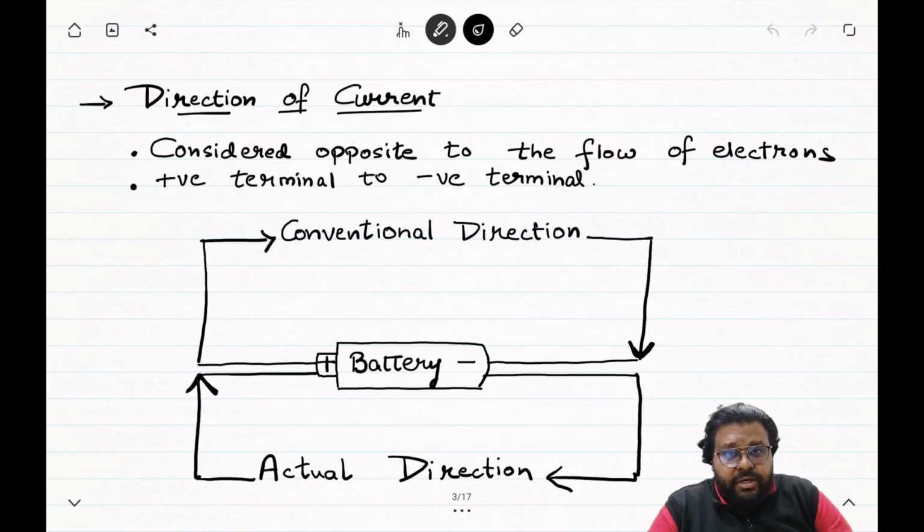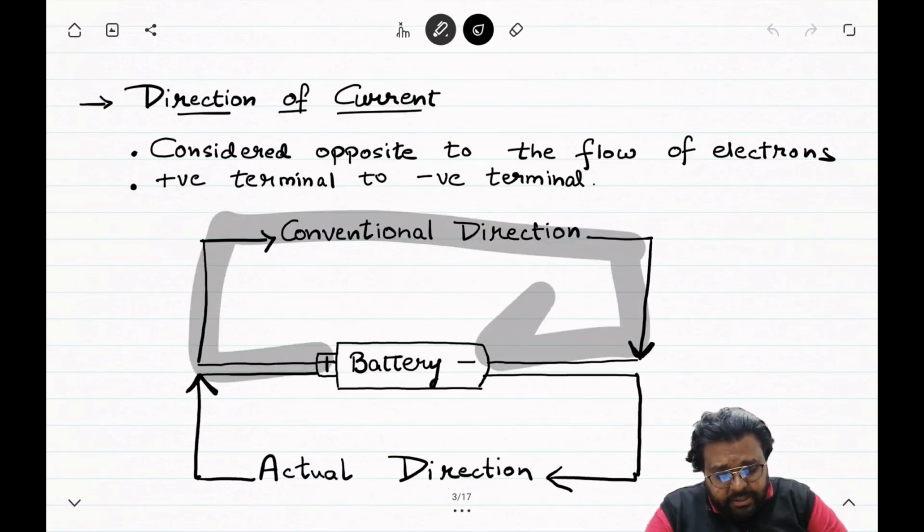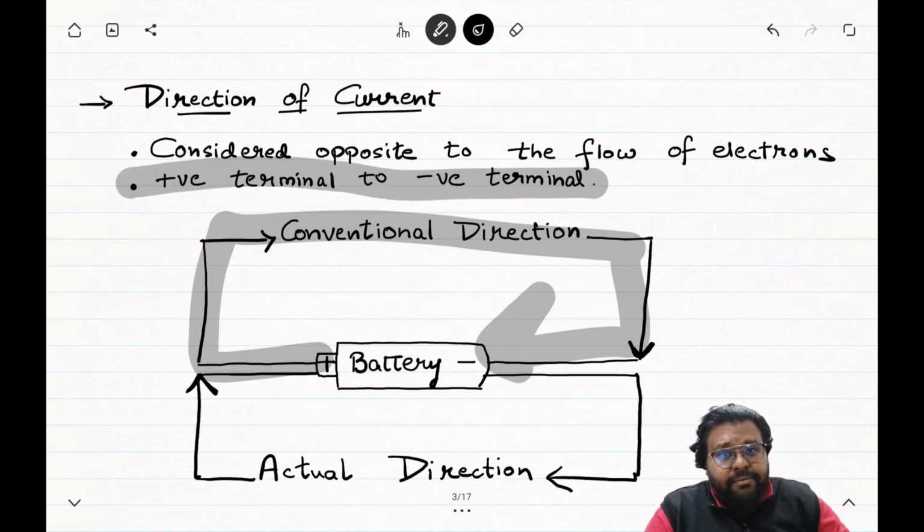Now talking about the direction of current. You have studied that current is the flow of charges. Now in what direction does this flow of charge happen? Earlier it was considered that the positive terminal of any electrical power supply is at higher potential and the negative is at lower potential, and the direction is from higher potential to lower potential. So that forms the conventional direction of current. We take the conventional direction of current from the positive terminal to the negative terminal.